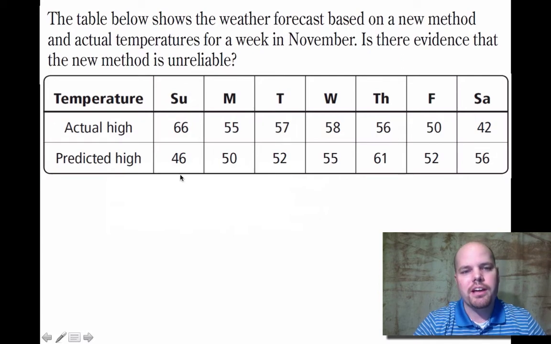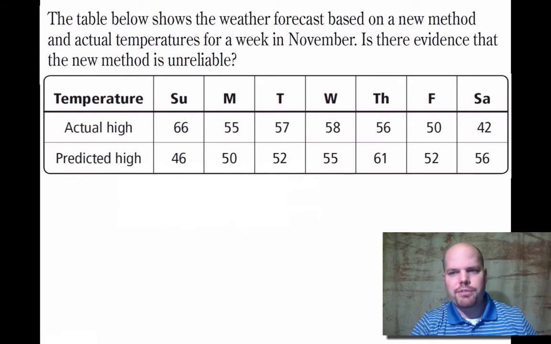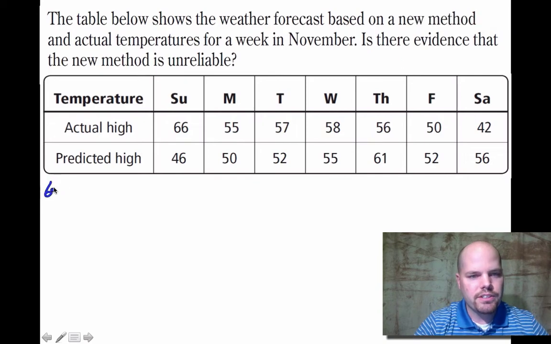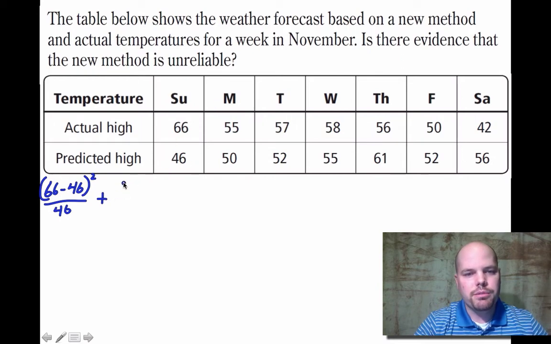So we don't want a big high chi-square statistic value, we want a low one. So let's test that. We're going to have 7 days of the week, so we're going to have 7 chi-square values. So for Sunday, we do the actual, 66, minus the expected, or predicted, divided by what you expected, 46. Plus, go to Monday, so we do actual minus expected, or predicted in this case, divided by what's expected.